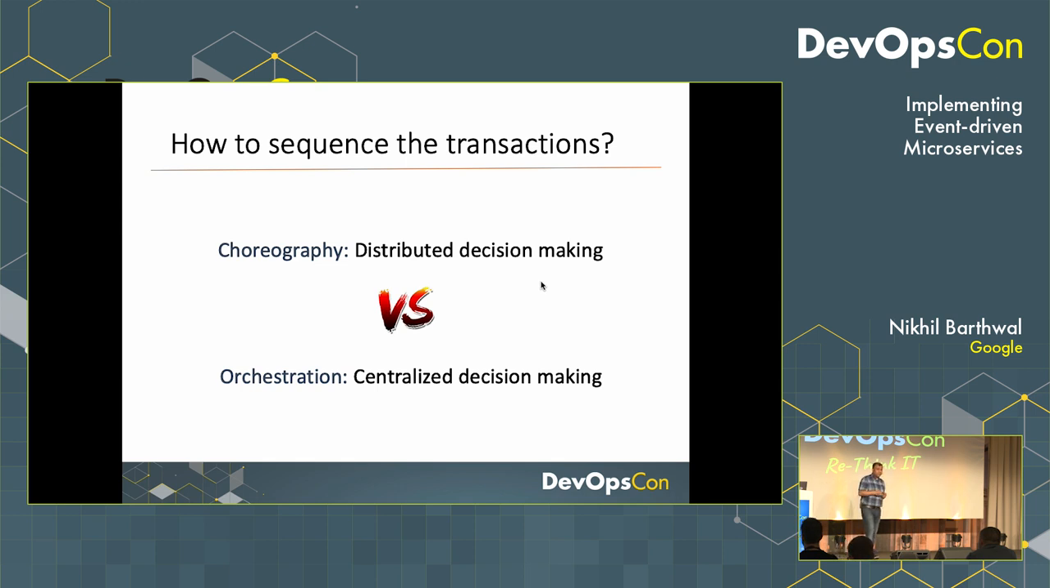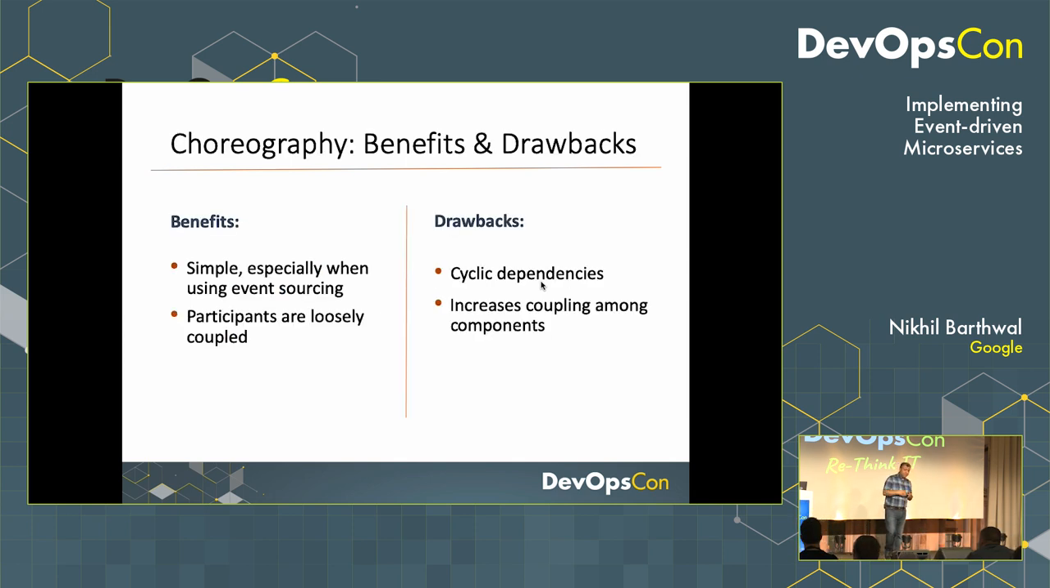And choreography is very simple to implement. So that's one of the pros of choreography, because you already have a message broker, right? So as you are doing actions, you can always put the messages on your message broker. The message broker picks it up. It knows what's happening. It has all the logic implemented in the services. So it knows what decisions to make. So that's the benefit of choreography. It's simple to implement. Participants are also loosely coupled.